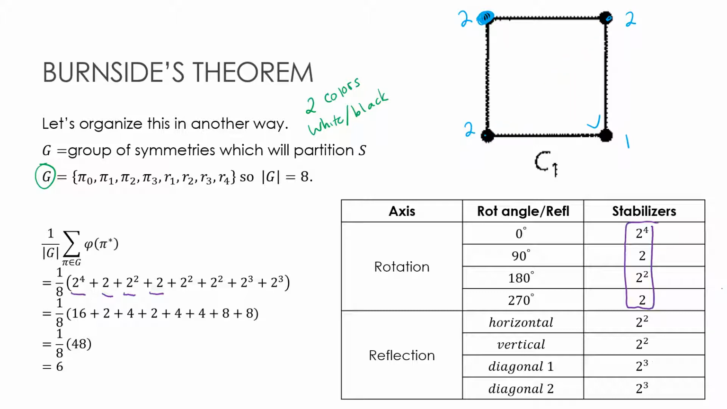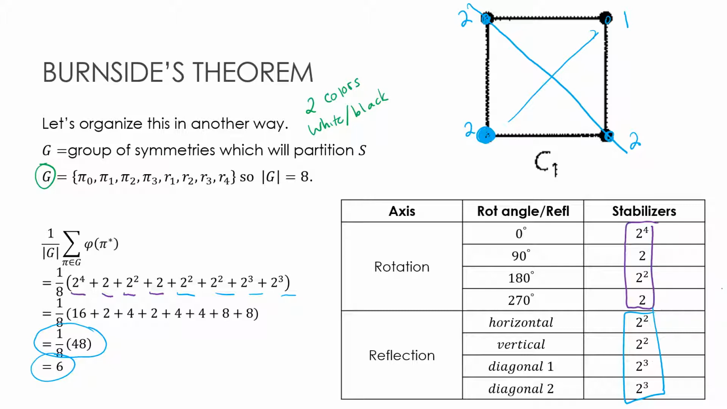And as you can imagine, that's what's going to happen going in the other direction as well. If I go this way, this can be whatever I want, as can this, but this guy has to match up to whatever color I choose down here, 2 to the 3rd. So that's where I get the second set of 4: 2 squared, 2 squared, 2 to the 3rd, 2 to the 3rd. That gives me 1/8 times 48. That gives me 6, which is the same answer I had before.